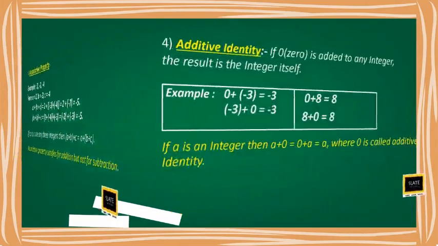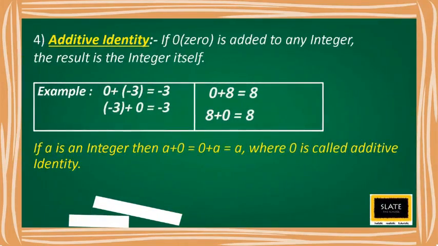Now let's see additive identity, children. If 0 is added to any integer, the result is the integer itself. 0 plus minus 3 is equal to minus 3. Minus 3 plus 0 is equal to minus 3. What is the result of 0 plus 8, children? Yes, it is 8. 8 plus 0 is equal to 8.